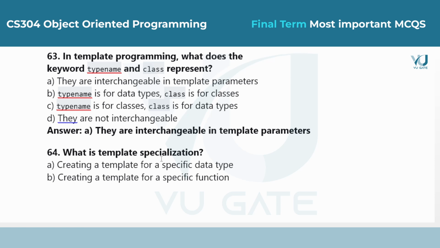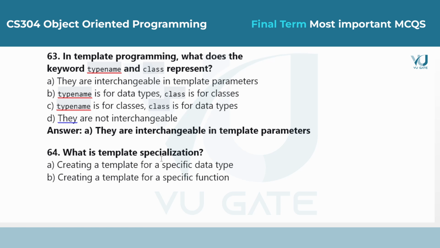Q63. In template programming, what do the keywords typename and class represent? Answer: A. They are interchangeable in template parameters. Explanation: Within the angle brackets of a template declaration, class T and typename T mean exactly the same thing to the compiler.